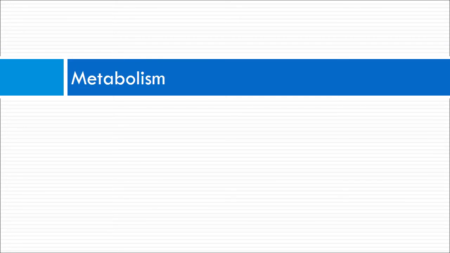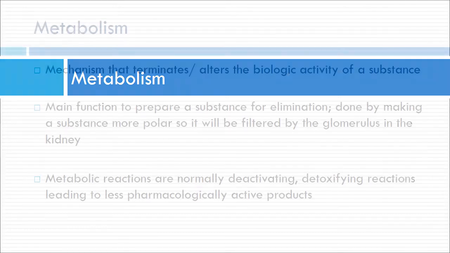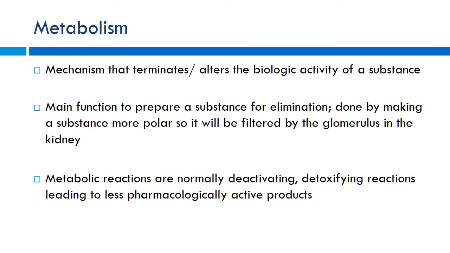We know that. Okay, so that's how the drugs will distribute out into the tissues, or not, as the case may be. And next we're going to talk about metabolism. So basically this will be the mechanism by which we can terminate or alter the biologic activity of a substance. And the main function we're trying to do here is we want to get it ready for elimination, right? So metabolism and elimination are not the same thing.